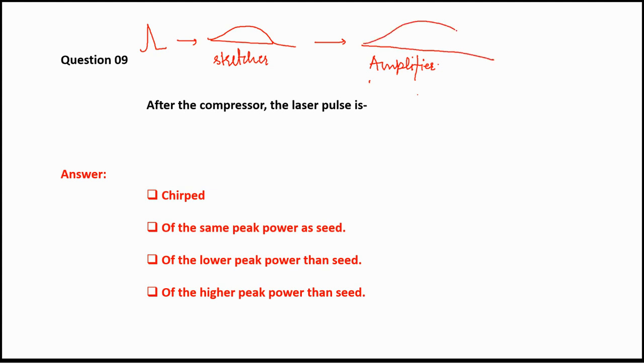In the case of the amplifier, the intensity is broad. This is what the amplifier does. After being amplified, it is passed through a compressor, which again gives a beam that is unchirped, but of a higher intensity. Now, after the compressor, the laser pulse is chirped first of all. No, what the compressor does is convert the chirped beam of light to unchirped.